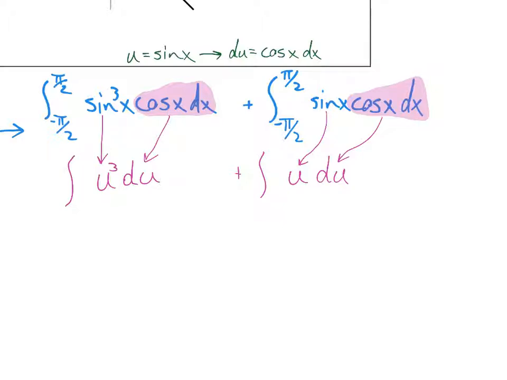Now notice here I didn't bother writing my bounds, because these bounds are values of what variable? X. Do I have x's? No. All right, so what I'm going to do first of all is take the antiderivative, which you guys know how to do. The antiderivative of u cubed is u to the fourth over 4, and we have u squared over 2.